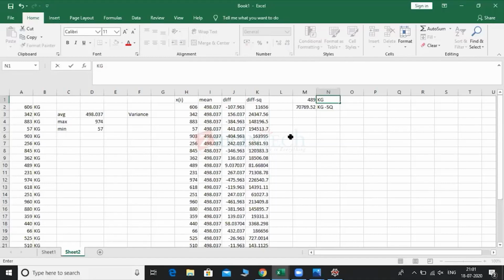You're getting my point. So over here, the problem with the variance is that it tells us there is some kind of variance in the data, but what that variance is, we don't get that level of understanding, because everything is in the range of 1 to 1,000, but this number becomes a very exaggerated number, which is 70,000. So because this is kilogram square, the unit is squared, what we can do is simply take the square root of this number.